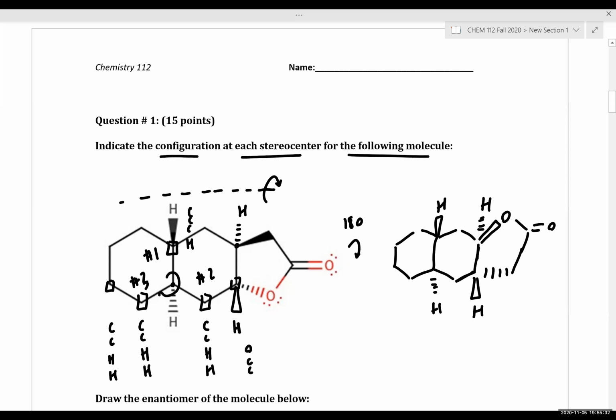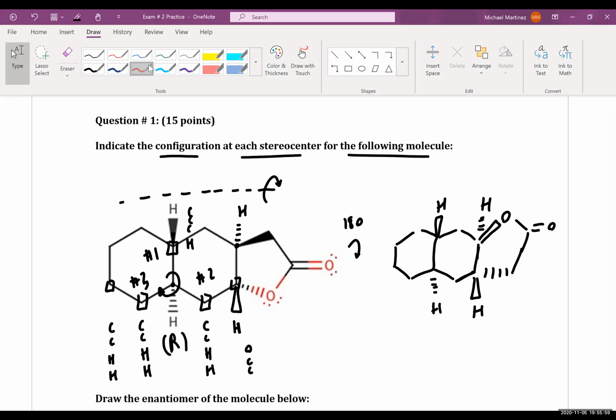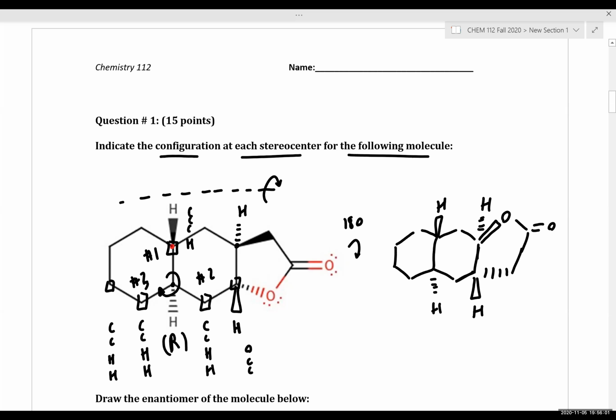We draw our arrow, and as we see, it's clockwise from highest to lowest priority. So what will we assign this stereocenter? R or S? R, yep. So the first stereocenter is R. Okay, now, just to make sure that we understand that when we flip this molecule, this carbon ends up here, okay? So let's look at this next carbon in our flipped structure.